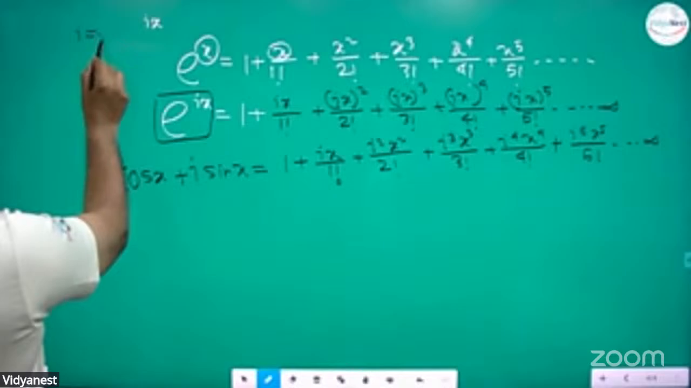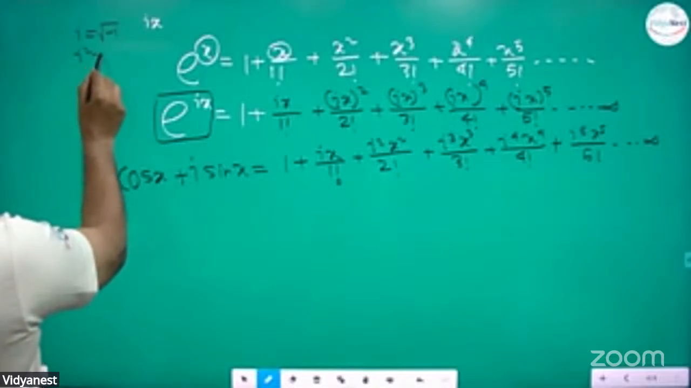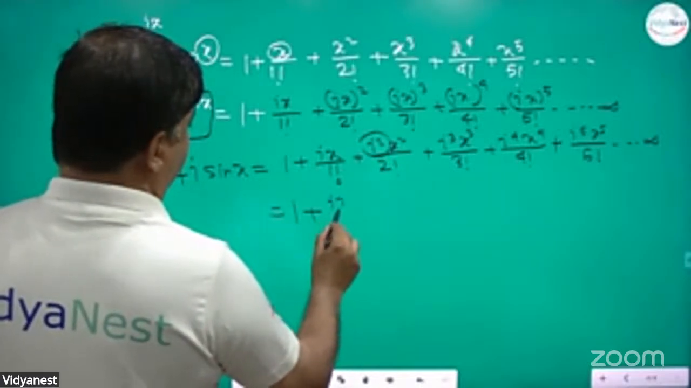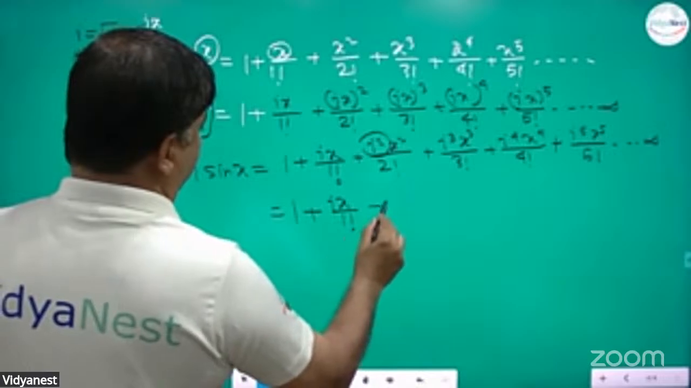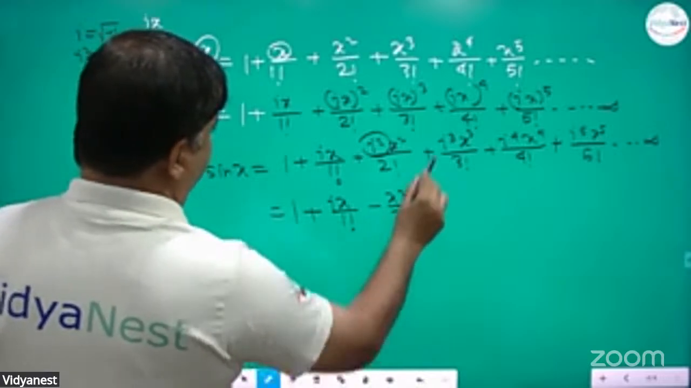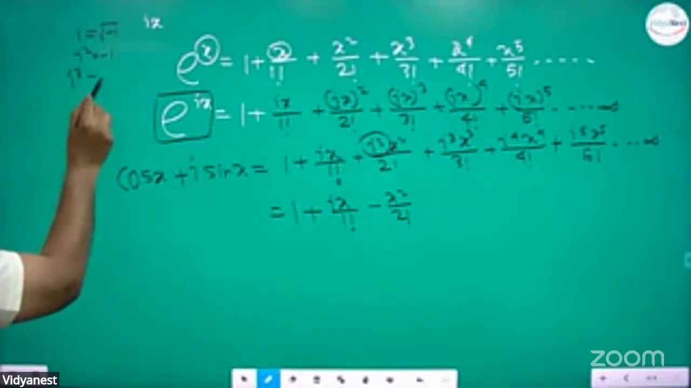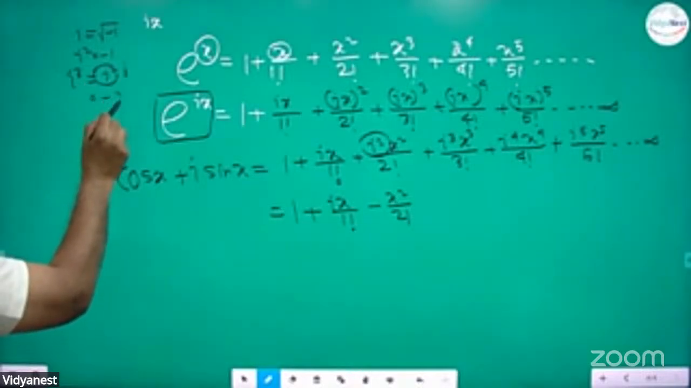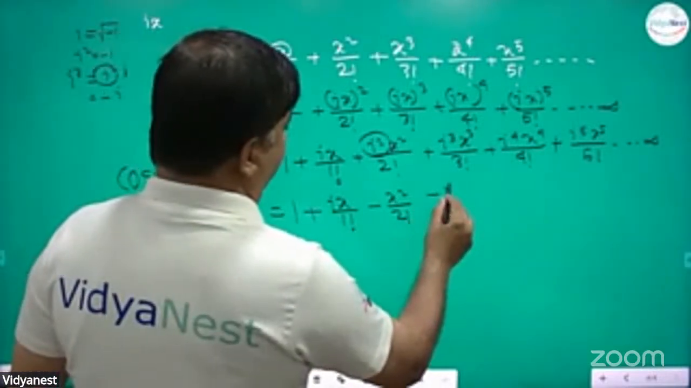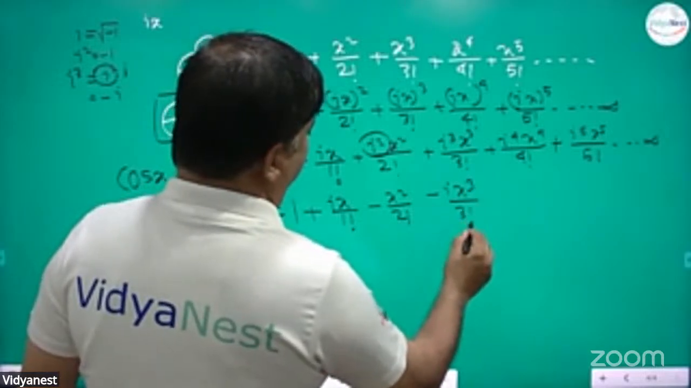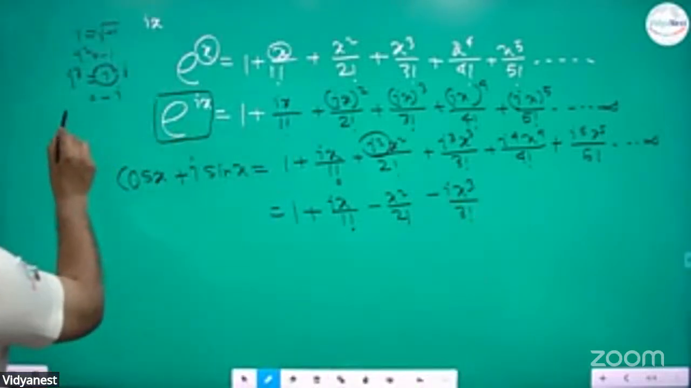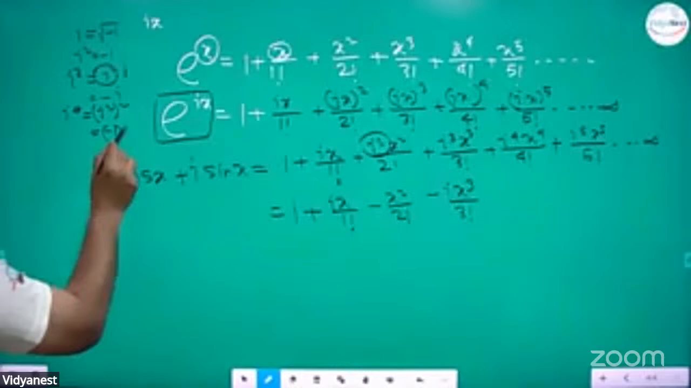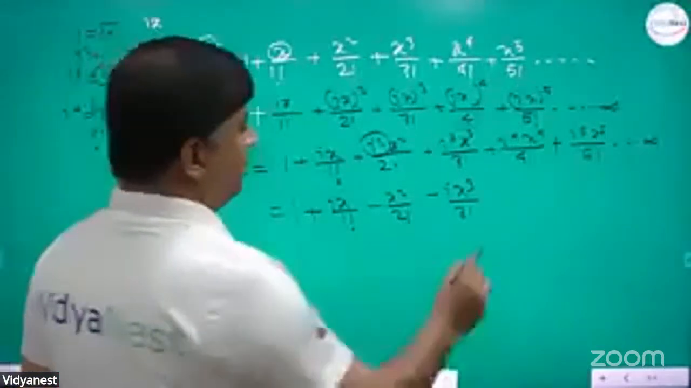You've got root minus 1. i square is minus 1, so instead of this I can write minus 1. i cube means i square into i. i square is minus 1, so minus i. Minus i x cube by factorial 3. i to the power 4 is i square whole square, minus 1 whole square, that is 1, x to the power 4.